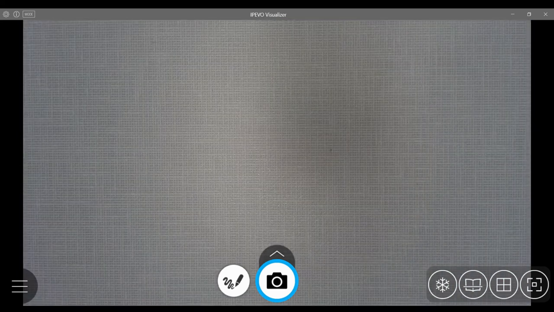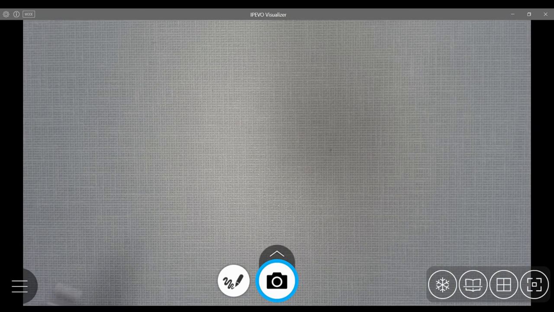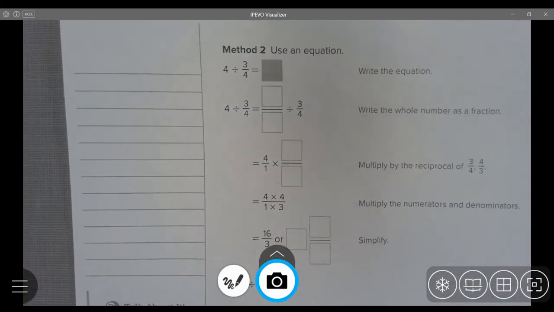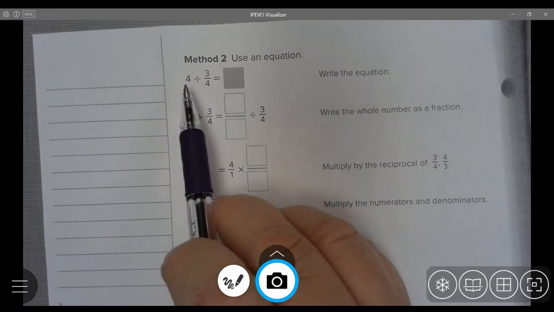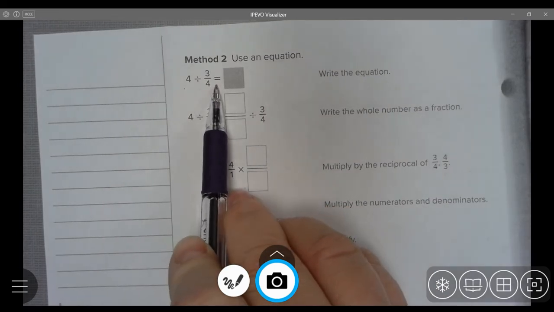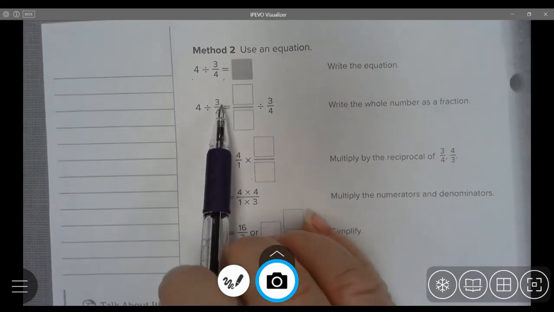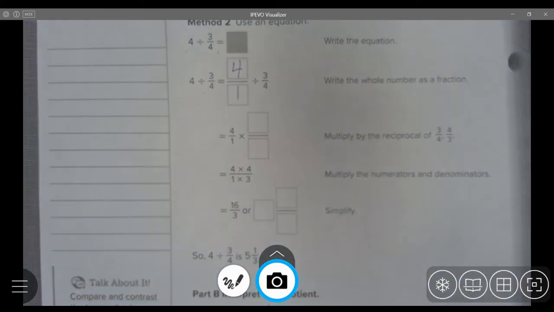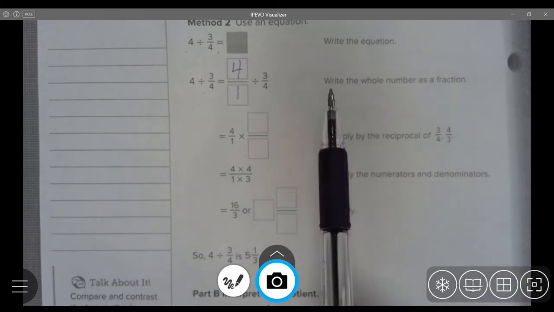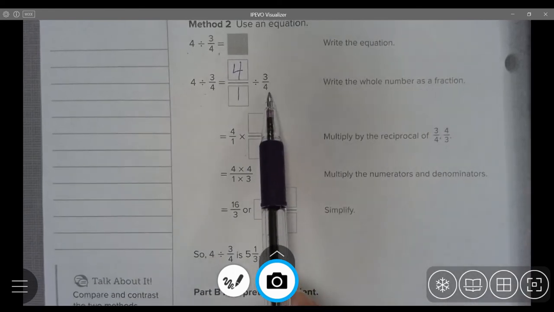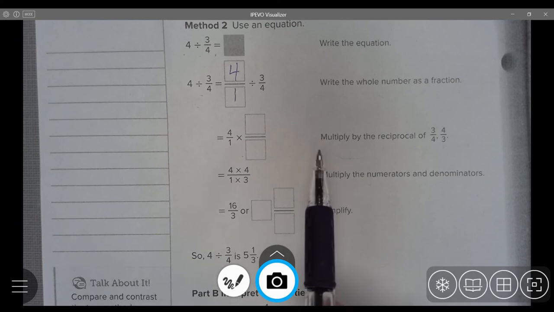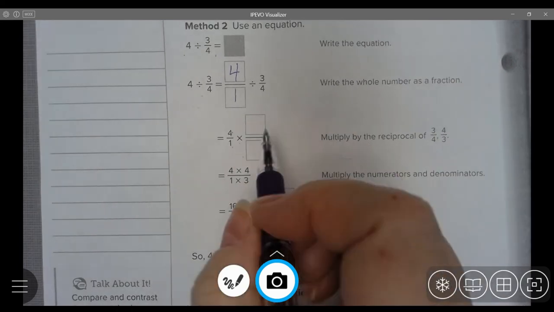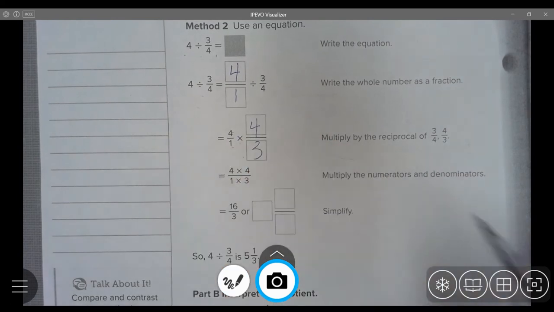Now this is what it would look like if we are taking a look at our other method that we were using, not the bar method. So we have 4 divided by 3/4. Here's the equation. What we're doing is taking that 4, putting it over a 1 to make a fraction. So now we have 4 over 1 divided by 3 over 4. And then we're going to do the reciprocal. 4 over 1 times, and we're going to flip this, 4 over 3.